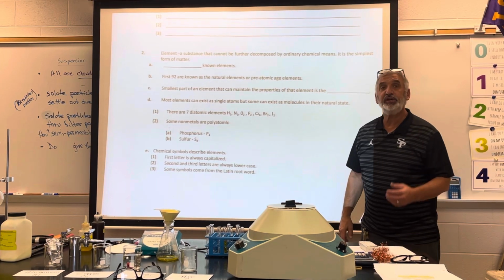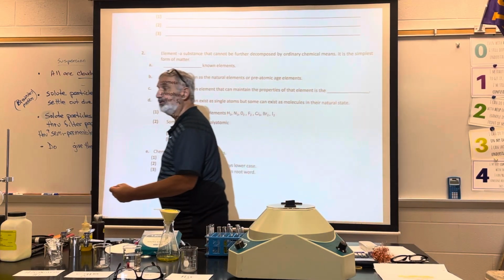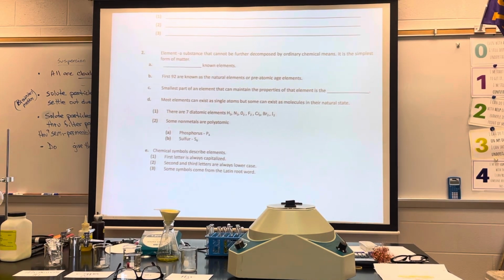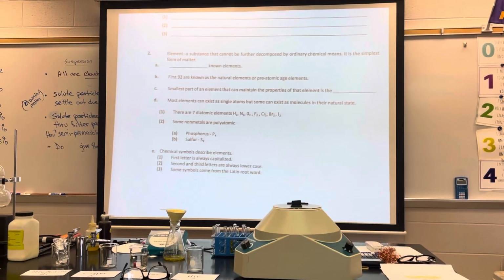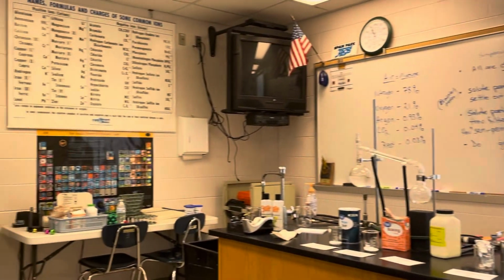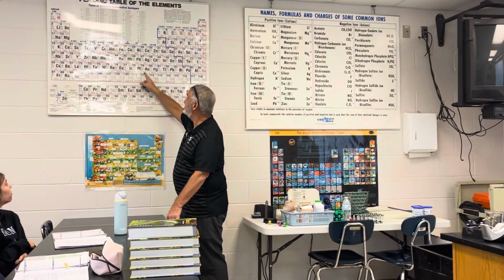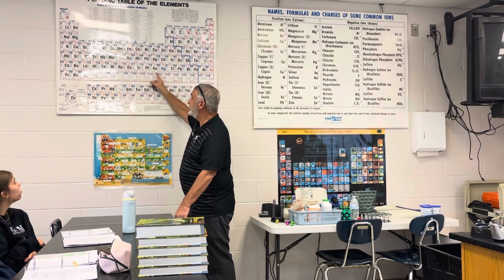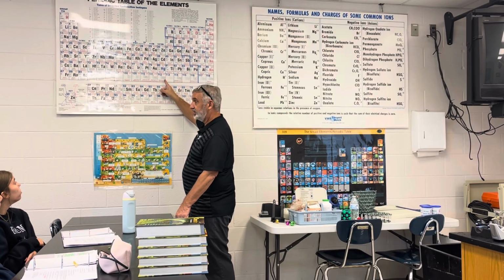Okay? Now, what do we know about symbols? Chemical symbols describe elements. What do we know always about the first letter? Always capitalized. What about the second letter? Always lowercase. What if there happened to be a third one? It's going to be lowercase as well.